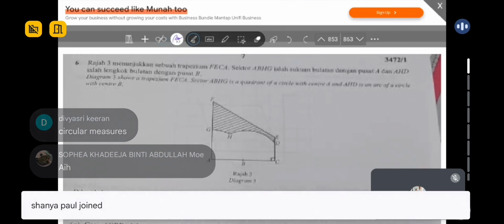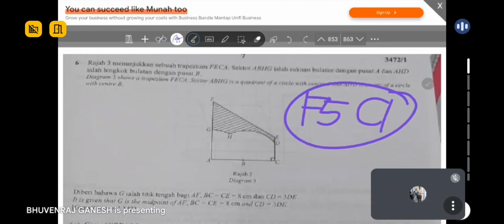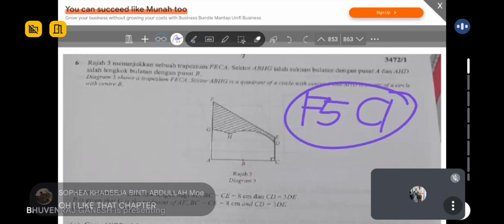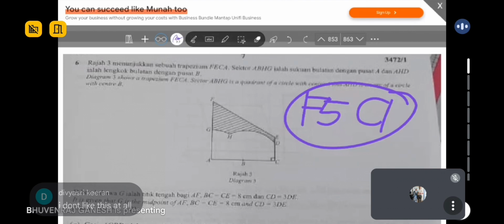So what chapter is this question? Yes, it's Form 5 Chapter 1 guys. Try your best to answer. Okay guys, if you notice, so far, good luck for you. You get the right question.